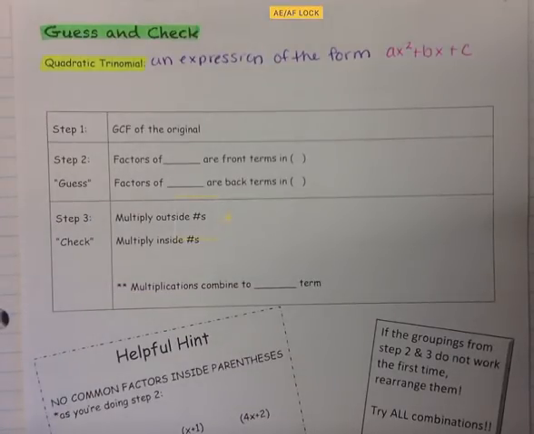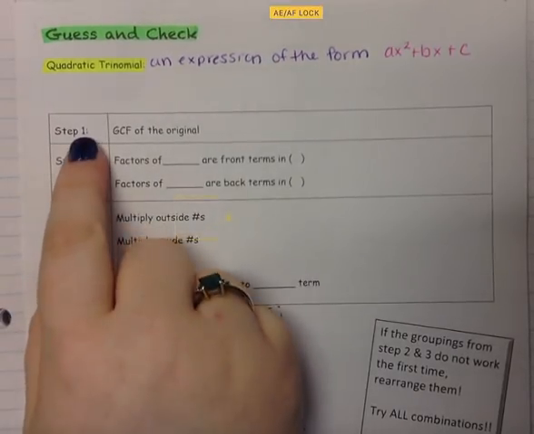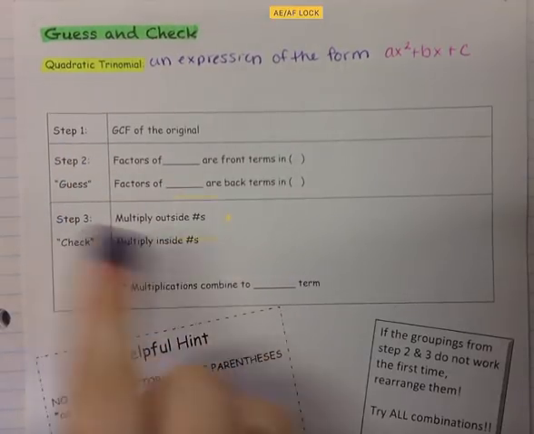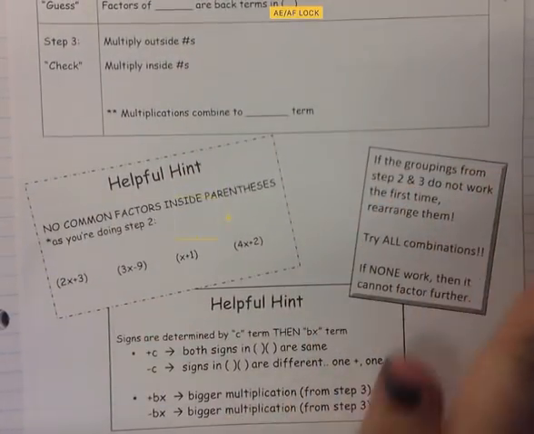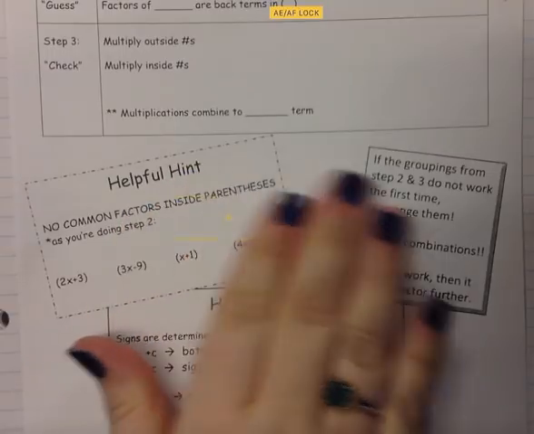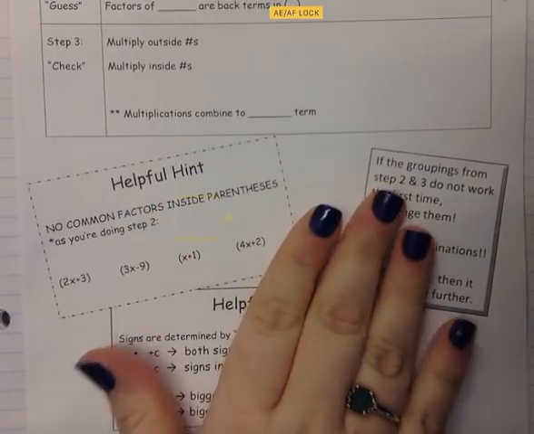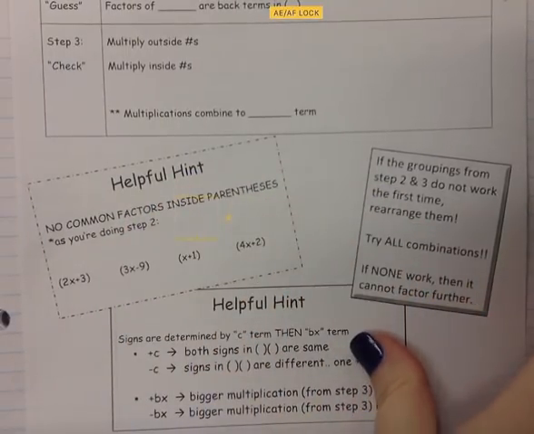So in order to factor using guess and check, there are three steps to actually factor it, and then you have helpful hints. So I'm just going to go over the explanation of how to use guess and check, and then I will do some examples of guess and check.